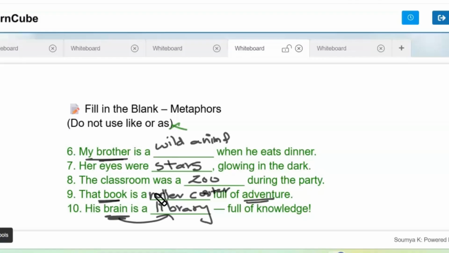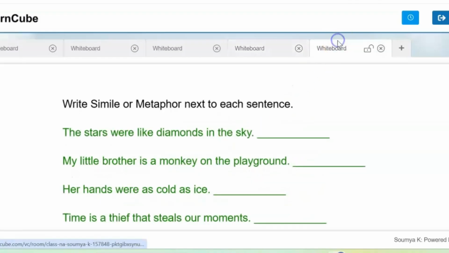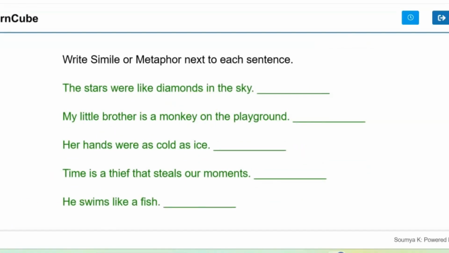So in all examples you can see the difference from simile. The book is a roller coaster. The classroom itself is a zoo. Eyes were stars, and brother is a wild animal. So this way you have to use metaphor in your writing. So usually these are used in poems where the comparison happens. Already we have seen the My Grandmother's House poem where comparisons are being done. There this kind of comparison is used, using simile and metaphor, and also you can see in the Leisure poem these usages are there.